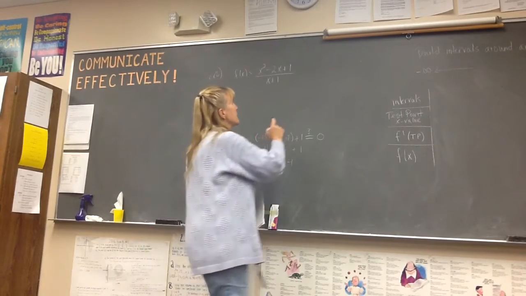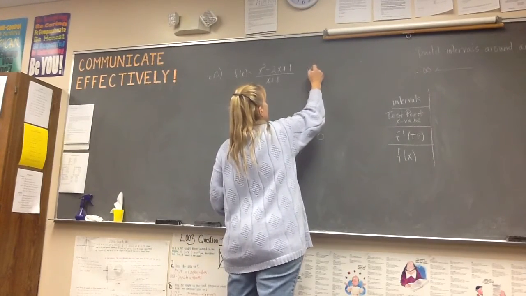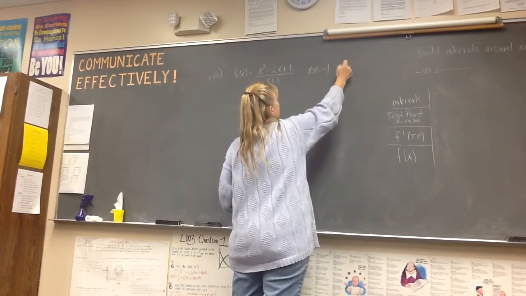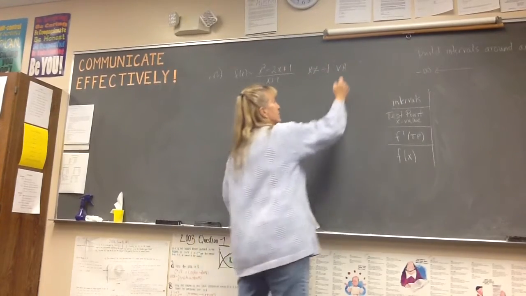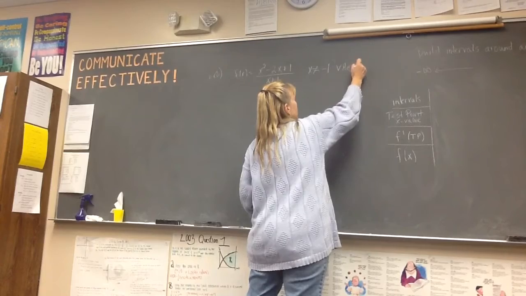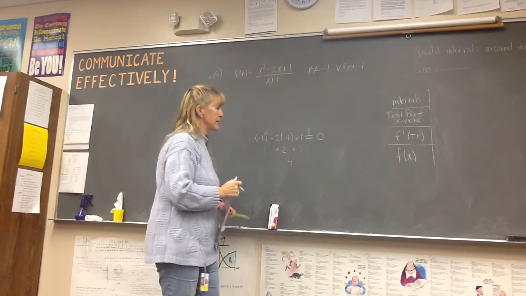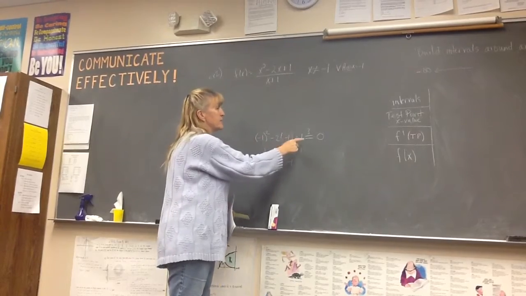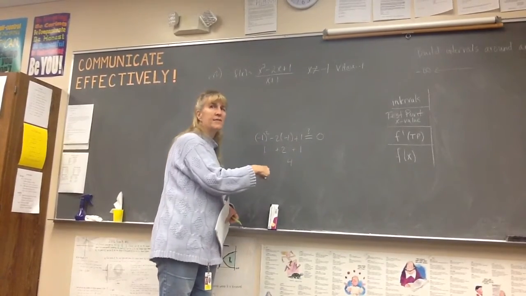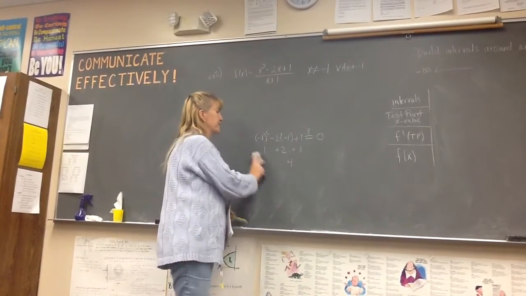Okay, so something I know is that x cannot equal -1, and I am just going to say that I have a vertical asymptote at x equals -1. I'm just going to put that in there. I have a vertical asymptote at x equals -1 because -1 makes the denominator equal 0, but not the numerator equal to 0.